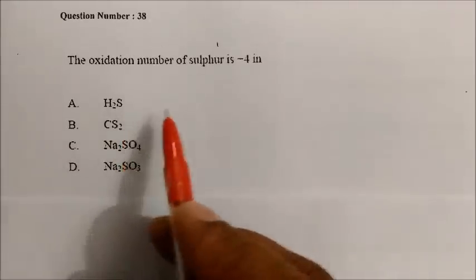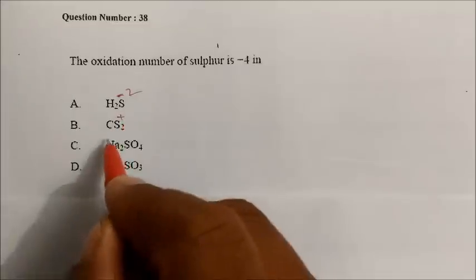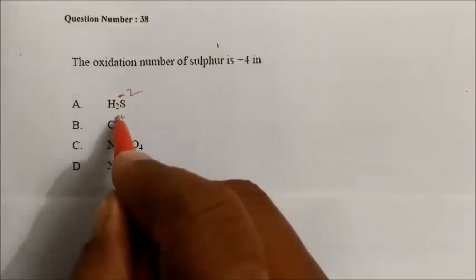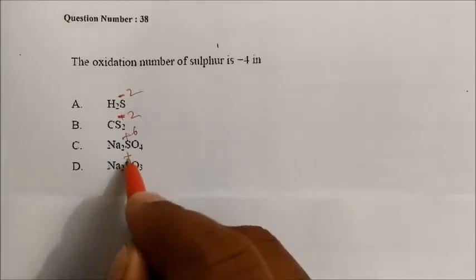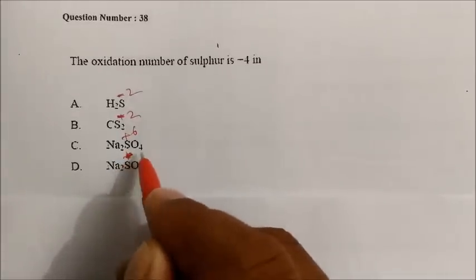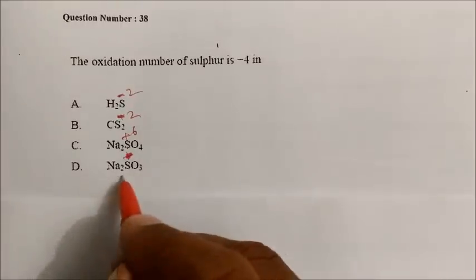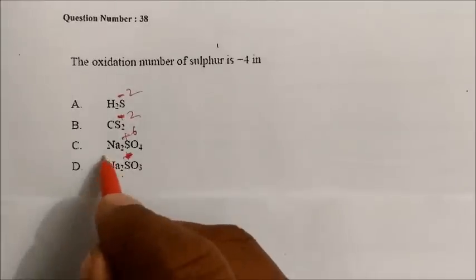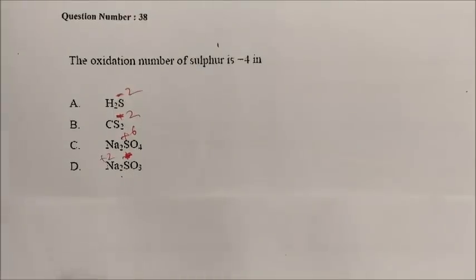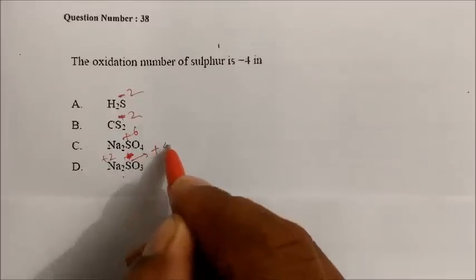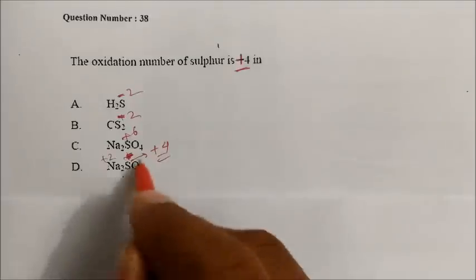The oxidation number of sulfur is minus 4. In this case, it is 2. If you solve it, this becomes carbon plus 4. This is again minus 2, carbon disulfide. This is plus 6 and this will be minus. Minus 4 they are asking, so how much will it be? Sodium is plus 2, and this sulfur will be plus 4. So this is actually plus 4, make the correction. So this is our correct answer.